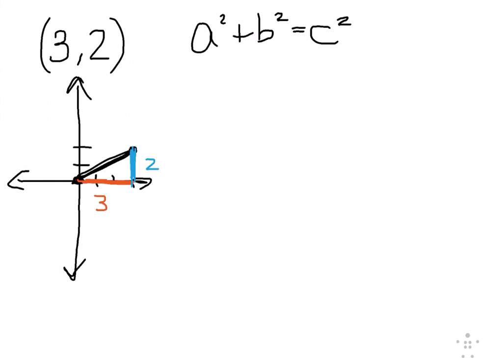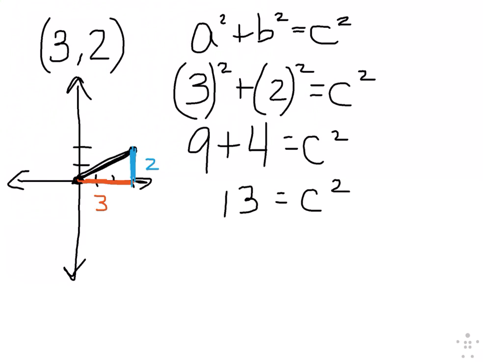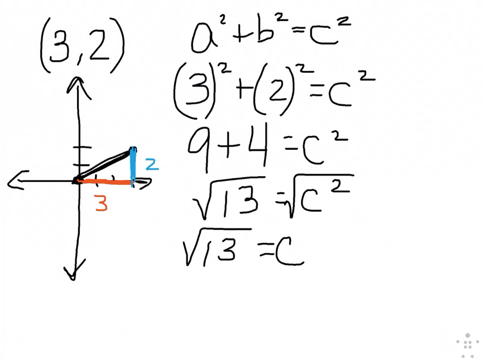So what's a in this problem? 3. What's b in this problem? 2. I heard somebody whisper and not want to say it out loud. What's 3 squared? 9. Plus 2 squared? 4. And 9 plus 4 is 13. And if I wrote that to get rid of it, c is the square root of 13.